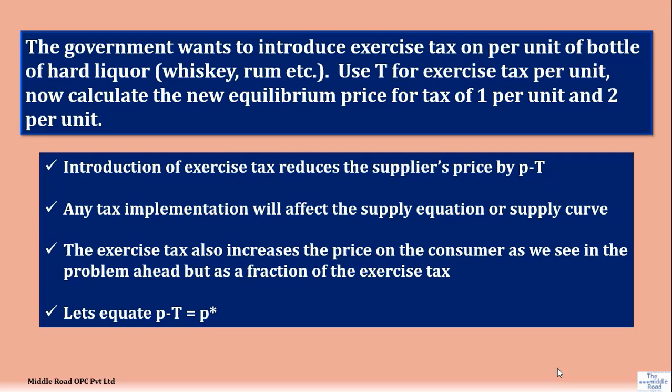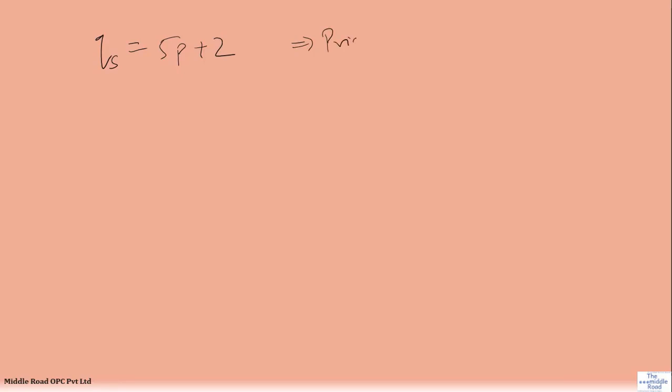The government now wants to introduce an excise tax. You see cigarettes, for example, are heavily taxed in Singapore or in Europe. Here you are going to be putting a tax per unit. Whenever you're taking a tax per unit, you're always actually reducing the supplier's price, because it is at the production. The supplier price goes to P minus T.